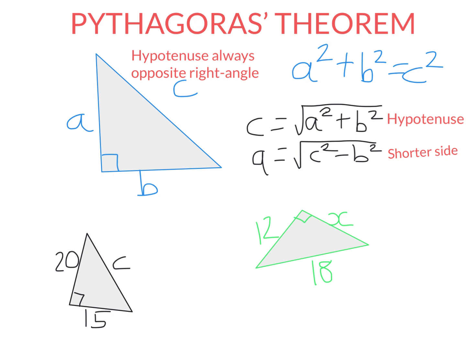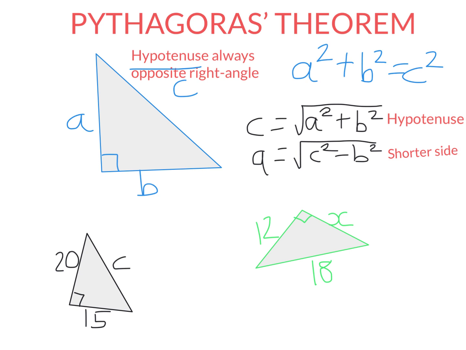So we call the two shorter sides of the right-angled triangle a and b, and the longest side of the right-angled triangle is called c. So c, the longest side of the triangle, is called its hypotenuse. And the hypotenuse, the longest side of a right-angled triangle, is always opposite or facing the right angle. So a and b refer to the two shorter sides. c is the longest side.